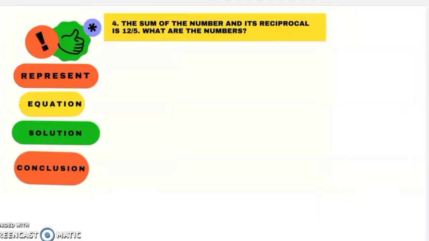Number 4. The sum of the number and its reciprocal is 12 over 5. What are the numbers? So first, you represent the two numbers. So, we let x be the first number. Since reciprocal naman, so ano yung reciprocal ni x? So, that would be 1 over x. So, yan yung ating second number.